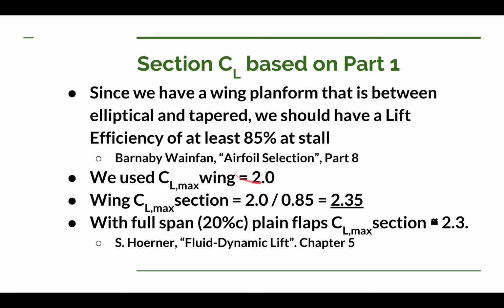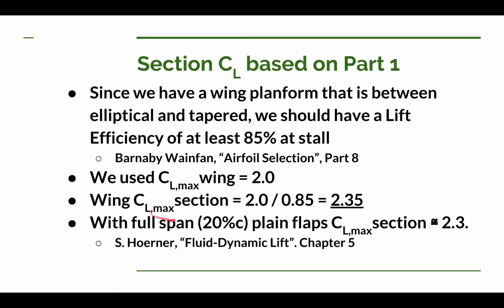So we start with a wing lift coefficient of 2.0. To get our section lift coefficient, we take our 2.0 divided by 0.85, which is 85%, and we come up with a section coefficient of lift of 2.35. And we know from the Horner book, Fluid Dynamic Lift, that with plain flaps that are 20% of the chord, we can get a section coefficient of around 2.3.